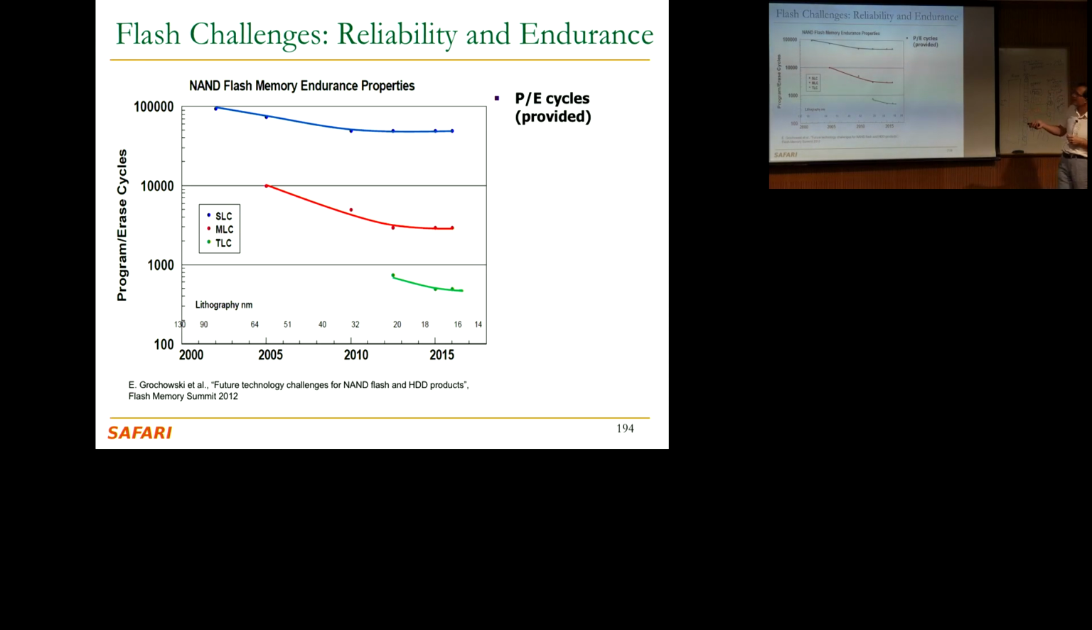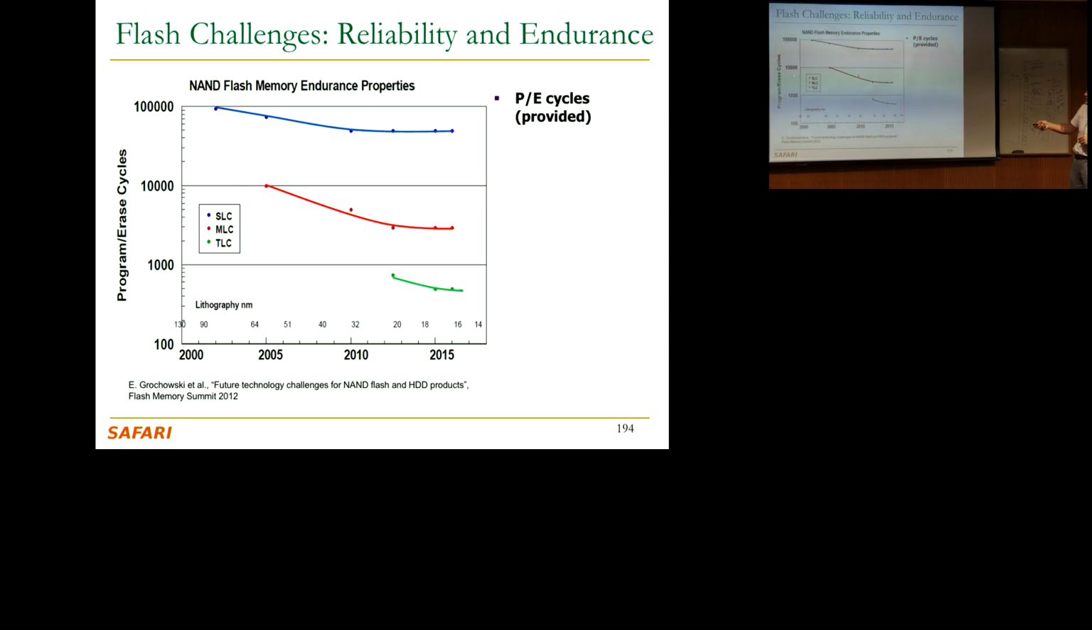And this is one other example. Flash memory has an endurance problem. Basically, you have what are called program erase cycles. You need to erase a block, and then you need to program a page after that. And you can only tolerate so many of these program erase cycles. This is single-level cell, which stores 1 bit per cell. This is multi-level cell, which stores 2 bits per cell. This is triple-level cell, which stores 3 bits per cell. And as you can see, this is the lithography, this is the year, and this is the endurance.